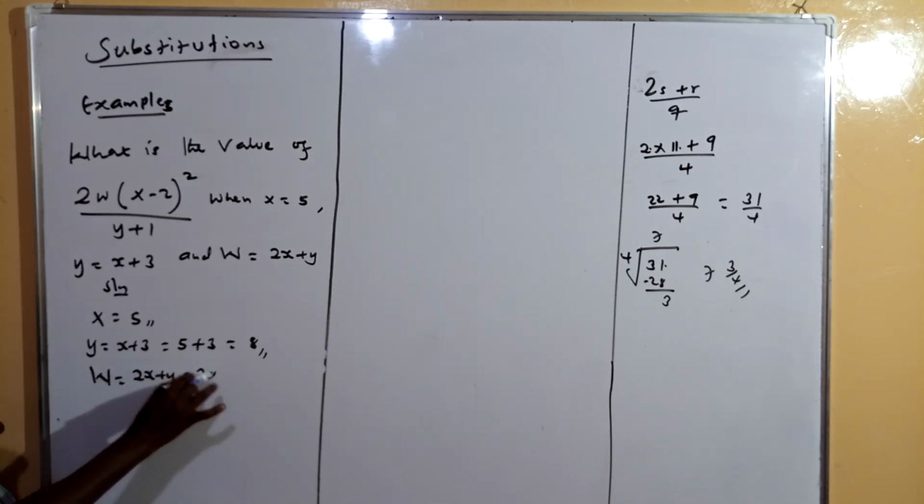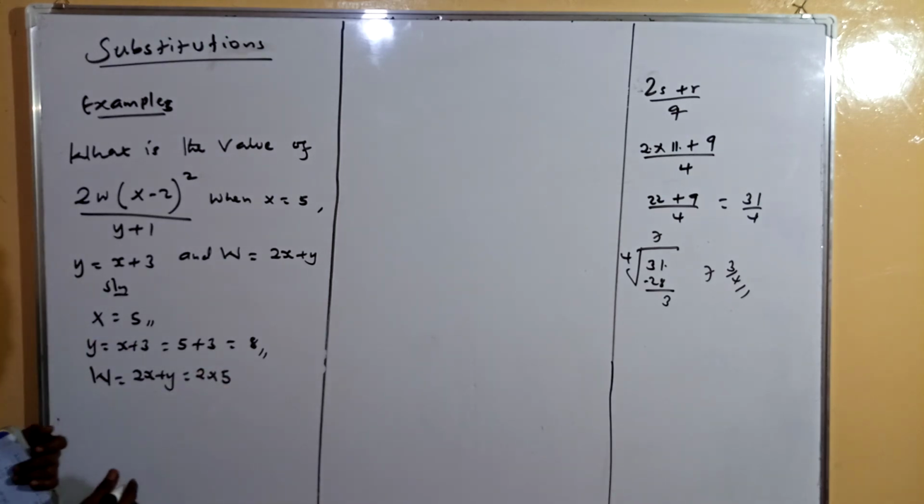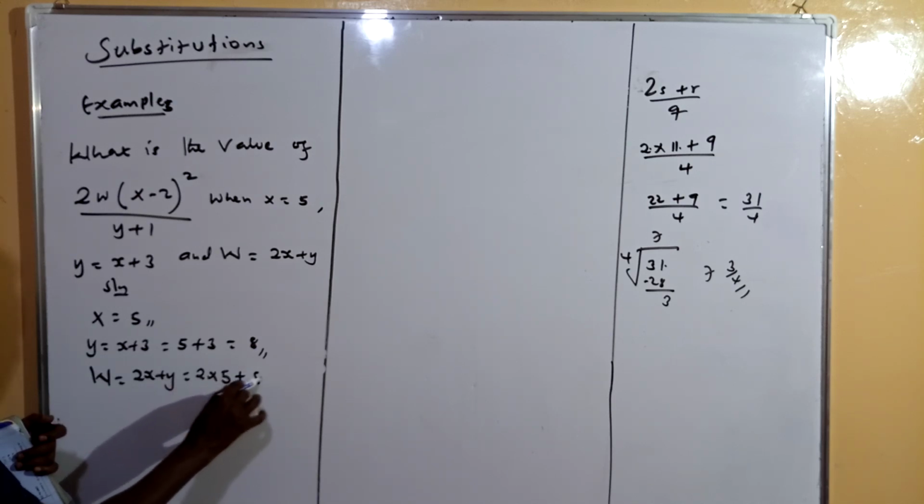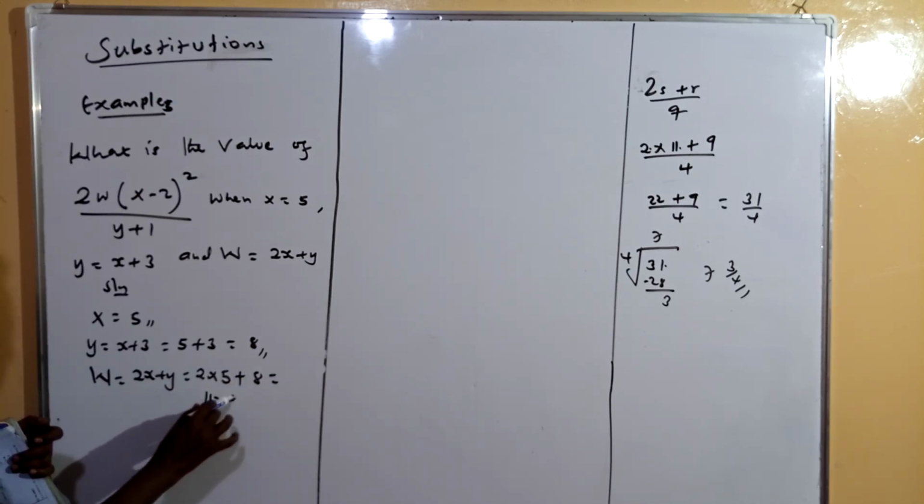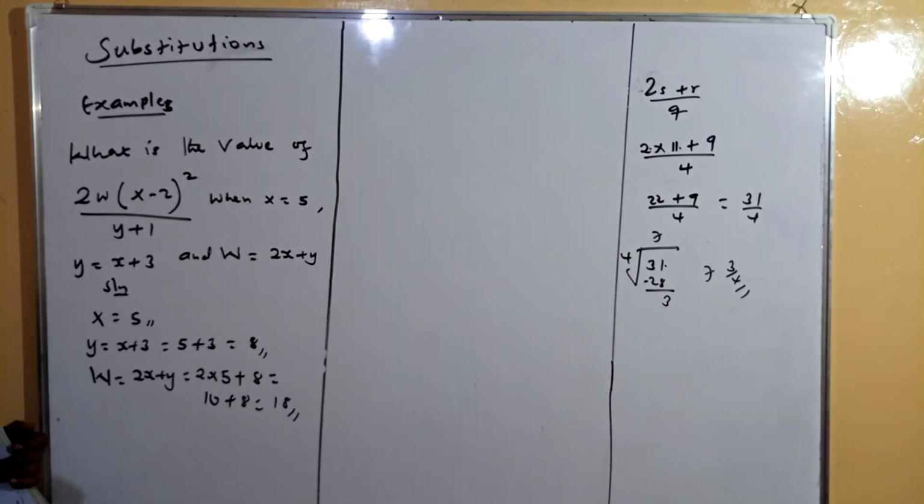Then w is equal to 2x plus y. That is 2 times x, which is 5. 2x means 2 times the value of x, plus y. Y is what? Y is 8. So this will give us 10 plus 8. That is 18. Then if you want to solve this one again, take the equation.